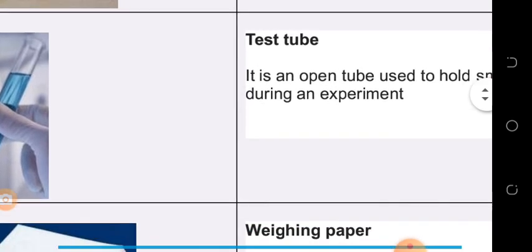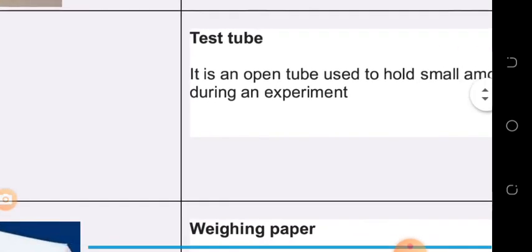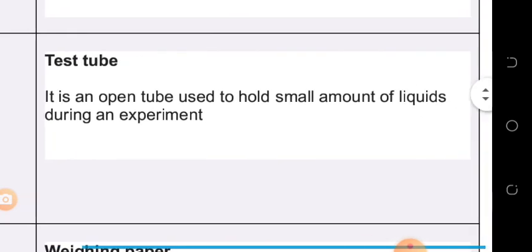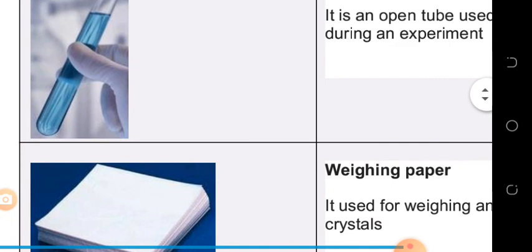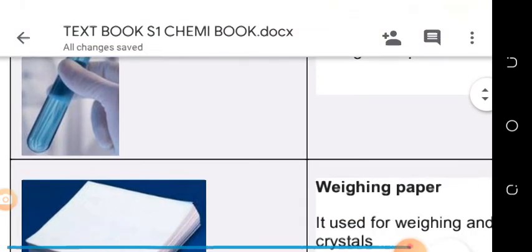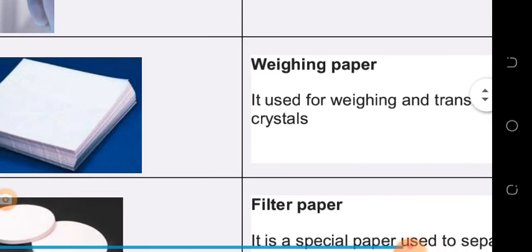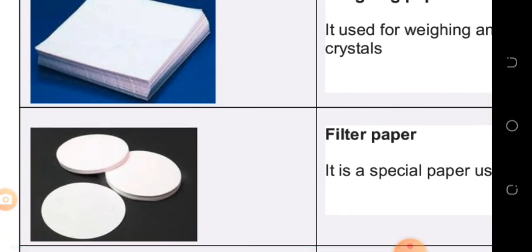Test tube: it is an open tube used to hold a small amount of liquid or solutions during experiments. So that one is a test tube. Weighing paper: used for weighing and transferring powder and crystals. So it is put on the surface of the electronic balance, so that it can be used to weigh different substances during experiments.